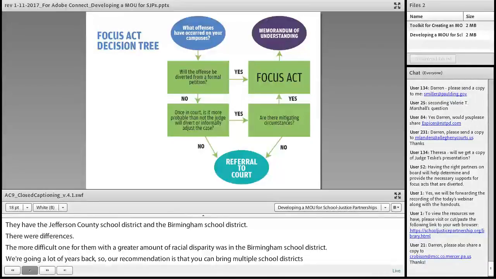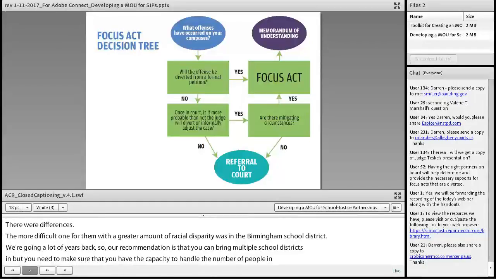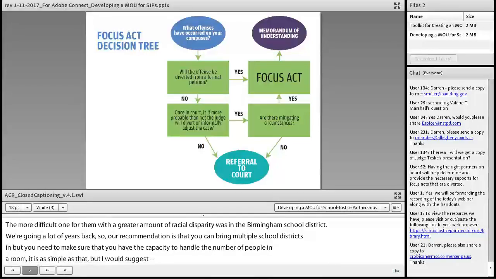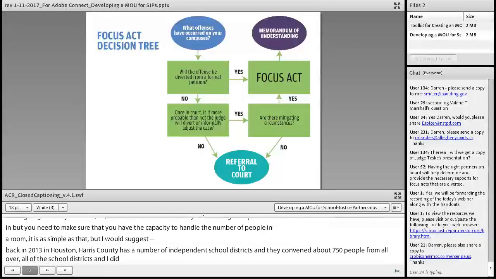But I would suggest, which is what's happening, let's say in Houston, back in 2013, Harris County has a number of independent school districts. They convened about 750 people from all over, from all the school districts. I did this presentation on all of this. But the decision was already made to move on only one independent school district, work with that district and develop it to become a model site, and then use that model site within the county for the other school districts to replicate, all right?